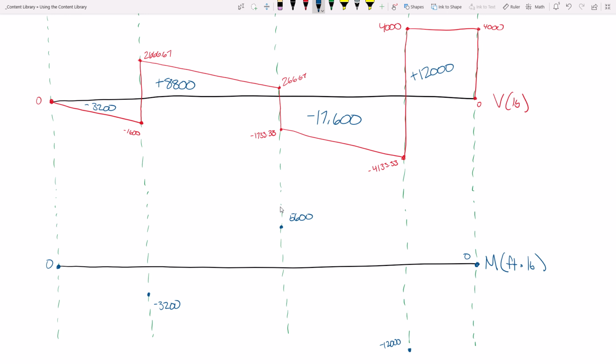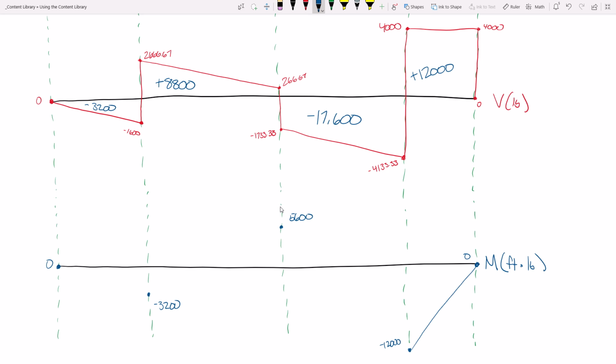Now, let's start drawing the regions. Of these regions, 1, 2, 3, 4, which is the easiest to figure out? 4. Why? Constant shear, linear moment. This is going to be a linear moment diagram right here. That line wasn't bad. That one was better though. The rest takes some thought.